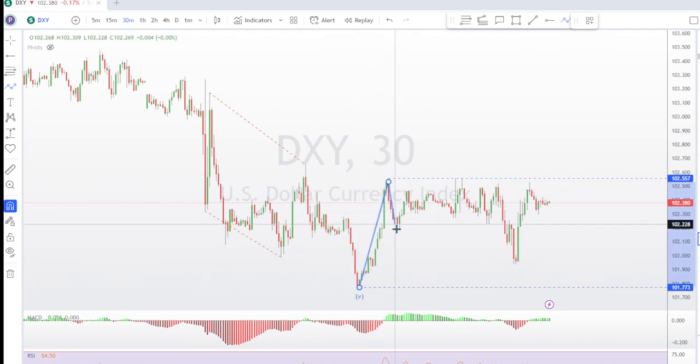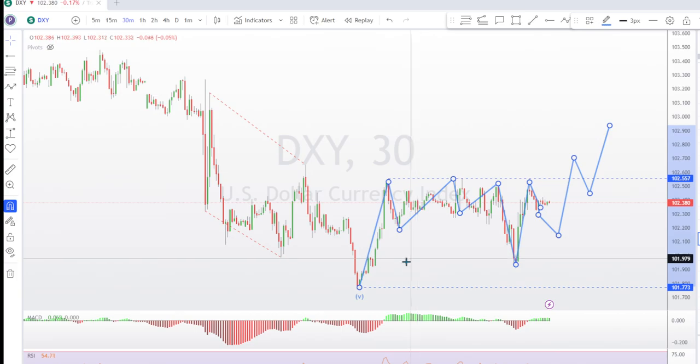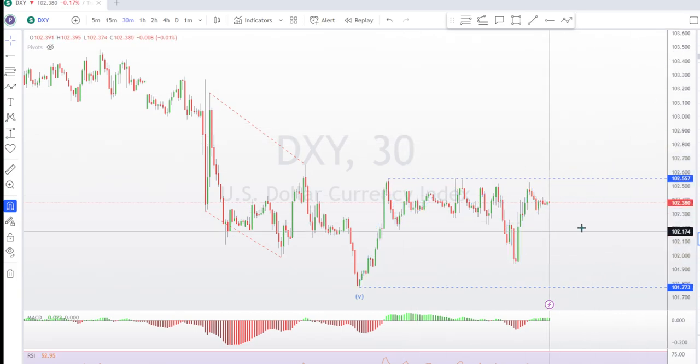So this would be 1, 2, 3, and then they came down like a running flag here, 1, 2, 3, and now they're going back up. So this might be 2 right there, or they might come down a little bit farther, 1, 2, and 3, then come down for 4, and then go back up for 5 in a leading diagonal format. So we can't call any of this yet.